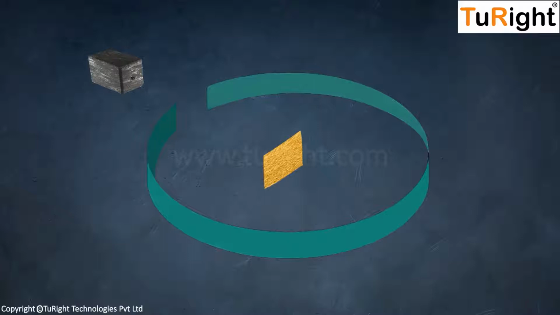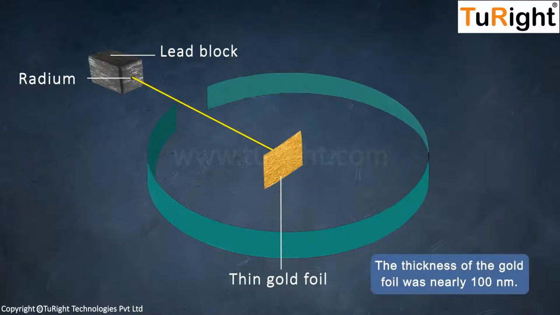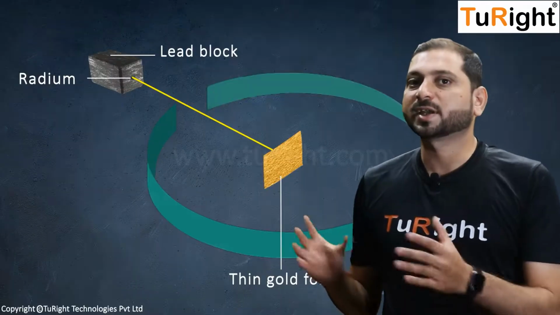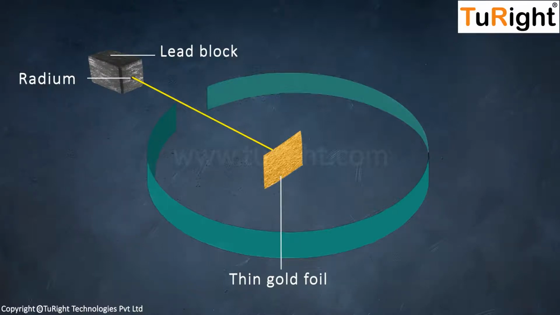The experimental setup consisted of a piece of radium, which is a radioactive metal, placed in a lead block. The lead block had a slit to allow only a narrow beam of alpha particles emitted by the radioactive radium to pass through. The alpha particles escaping from the narrow slit were directed to a thin gold foil of a thickness of approximately 100 nanometers. A movable circular screen coated with zinc sulfide was placed around the gold foil.